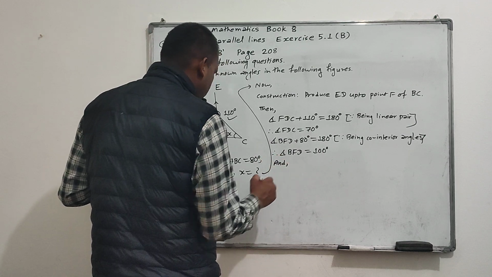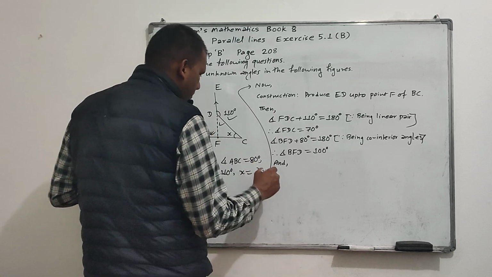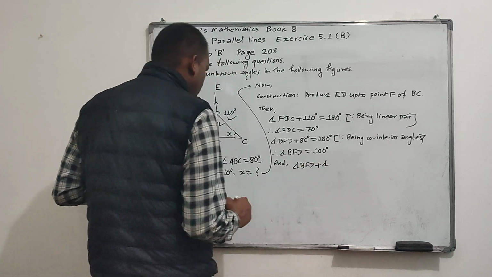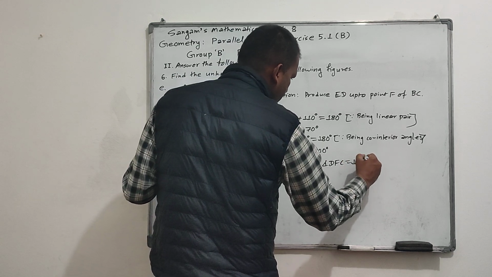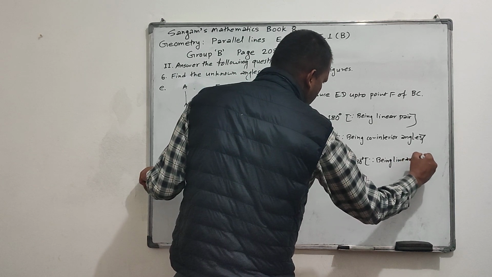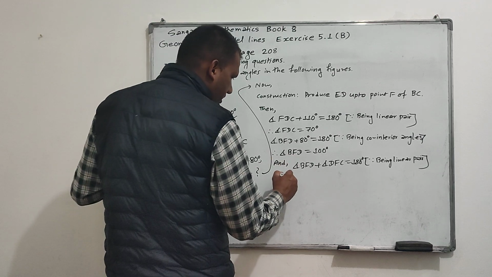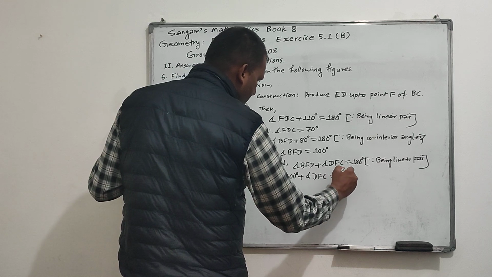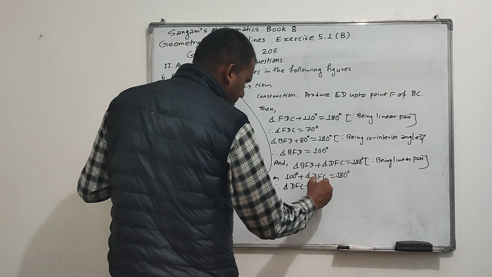and angle DFC and BFD are a linear pair. So we can write angle BFD plus angle DFC equal to 180, because being linear pair, or BFD, that is 100 degree plus angle DFC equal to 180 degree. Therefore, angle DFC equal to 80 degree.